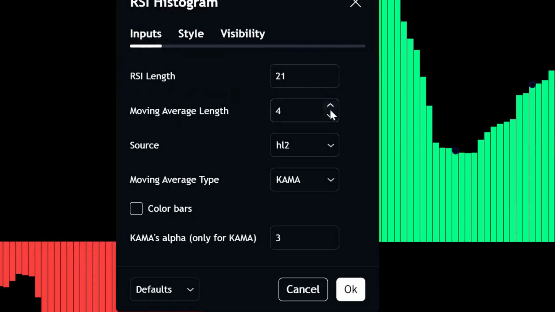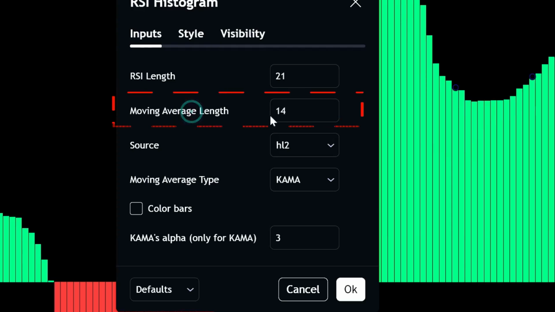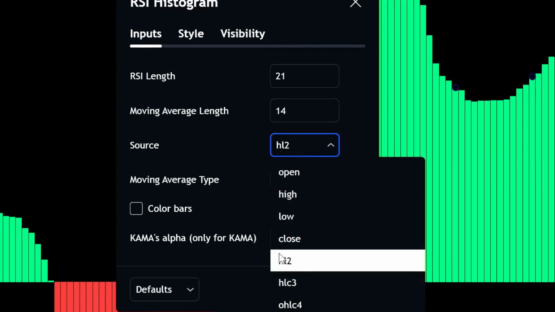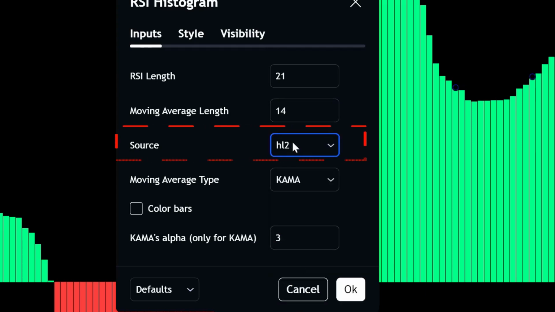Then set the moving average length to 14. This moving average will help us spot changes in the trend direction more easily. After that, make sure the source is set to HL2. This is the price data the indicator uses for its calculations.